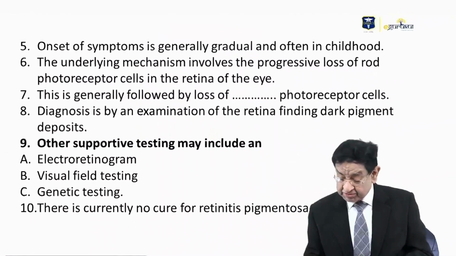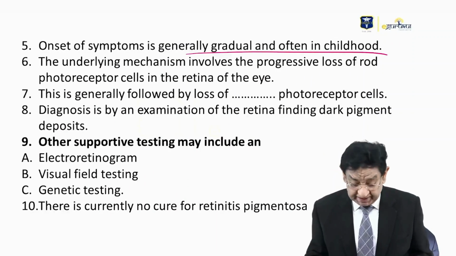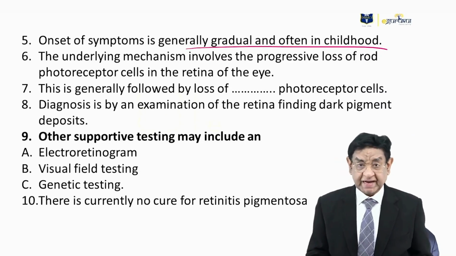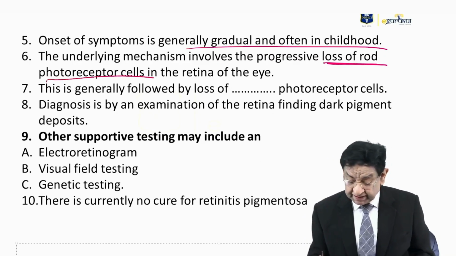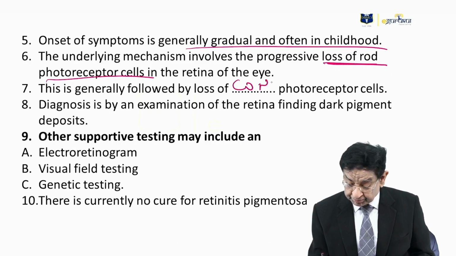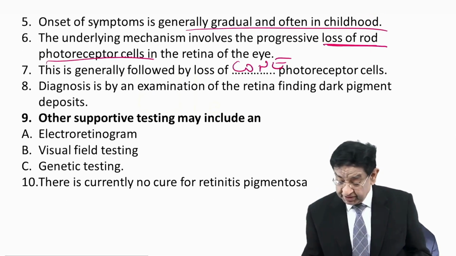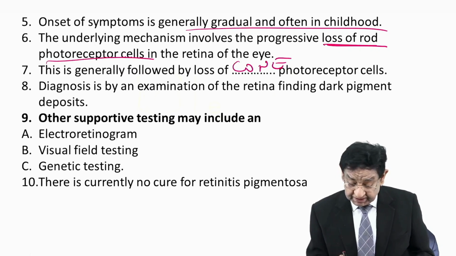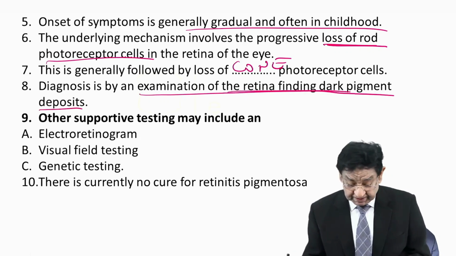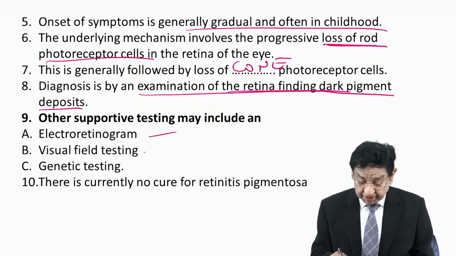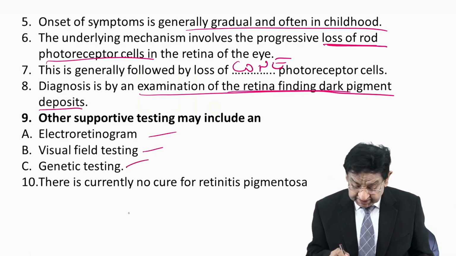Well, onset of symptoms is usually gradual and in childhood. Our patient is an elderly lady. What is the underlying mechanism for retinitis pigmentosa? This is loss of rods, and later on of cones also. Okay, the loss of rods and cones, which are meant for pigment cells. Diagnosis is by examination of the retina, finding dark pigment deposits. Other tests are electroretinogram, visual field testing, where you will get tunnel field, and genetic testing.